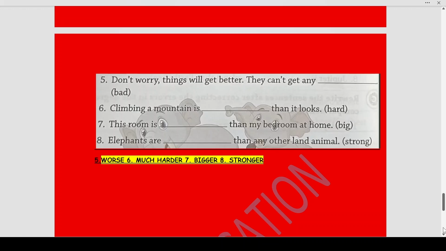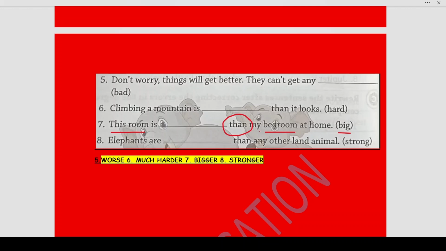This room is dash than my bedroom at home. The word than is being used, and one room is being compared to the other bedroom. So there is a comparison between two things, this room and my bedroom. So when two things are being compared and the word than is present, then we will write big becomes bigger. We will use the comparative form of the positive degree of adjective, where this adjective big is ending in G. So we double the G and we write ER to make the comparative form of big.